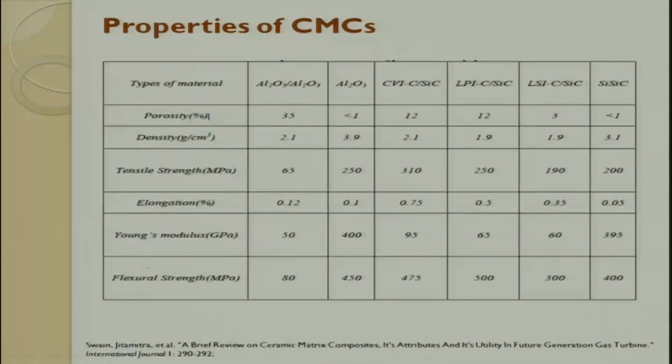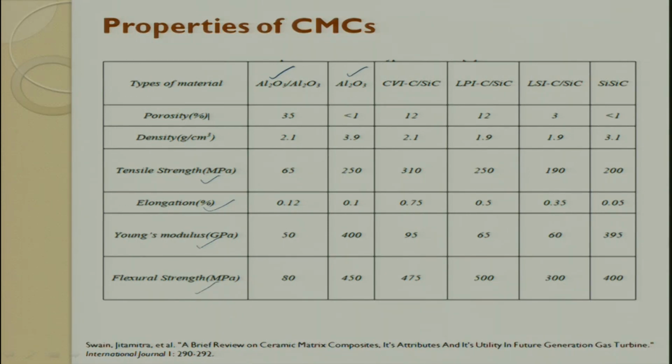So, the fatigue life enhances, the toughness value goes high. This is typically, I have just put different ceramic matrix composites, and I have put the ceramic matrix, what are their properties. When you talk about porosity, density, you see alumina 3.8, when you make alumina it goes to 2.1. You have tensile properties, you have elongation, you have Young's modulus, and then you have flexural strength.